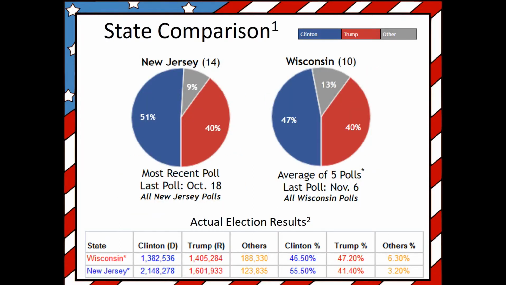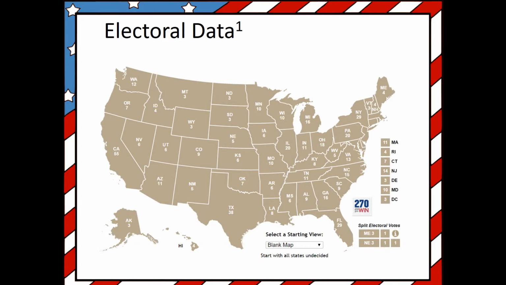Looking at the polls for New Jersey and Wisconsin, Trump had 40% in both states. However, Clinton had a bigger margin in New Jersey, so the difficult part of the program was determining how many resources or votes it would take to win a state. Here's an example where the 2016 election results show that Trump won Wisconsin by less than a majority vote.